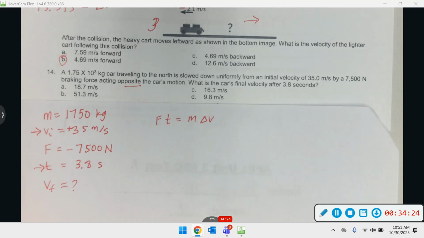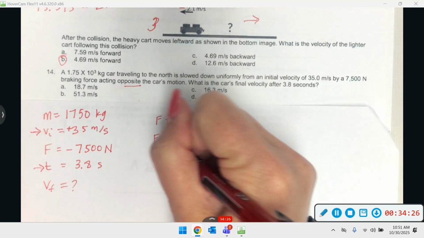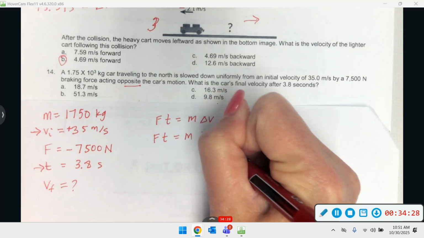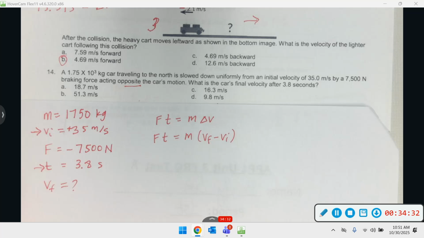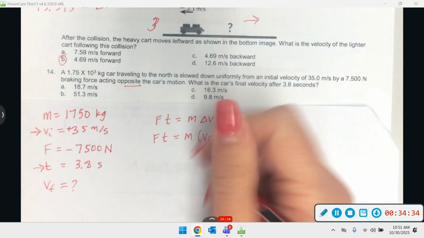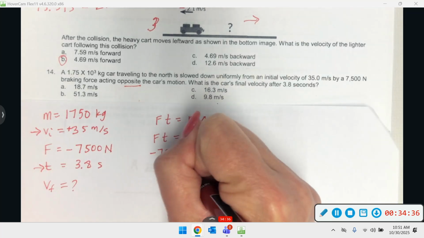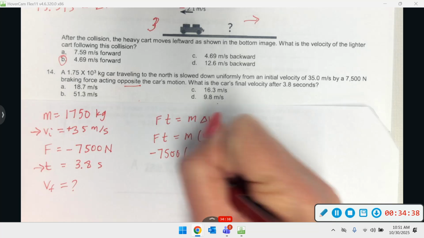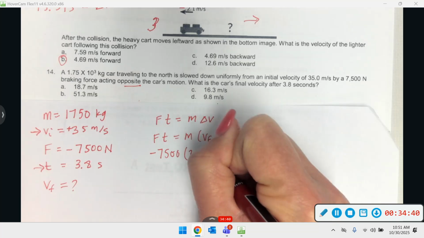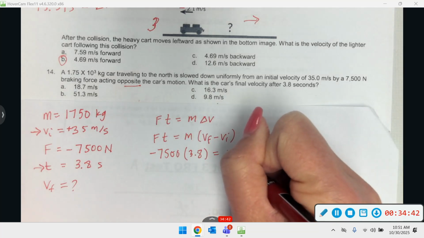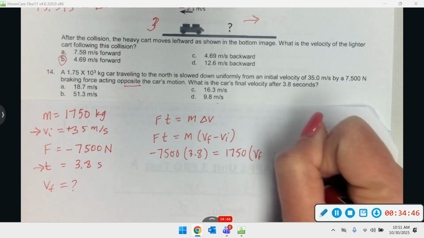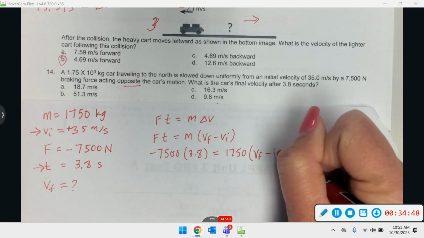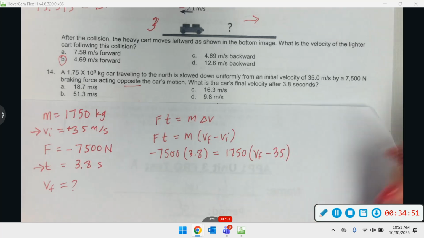I have that. Okay, and so that's what I'm going to do so I can do it in 1 step. Now, again, if you did it the other way in 2 steps, you should be fine, but I'm going to use F times T equals M times VF minus VI. And then I can do it in 1 step. So my force is negative 7,500. We're going to multiply it by my time, which is 3.8, set it equal to my mass, which is 1750, times VF, which is what I'm looking for, minus VI, which is 35. So that's my substitution step.